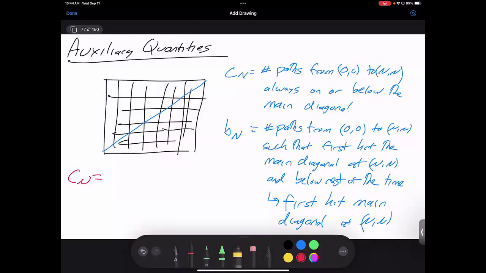How would you figure out how many times the first hit is at (1,1)? Only once, but how would I use that in terms of what I've defined here? What quantity represents that I first hit the main diagonal at (1,1)?